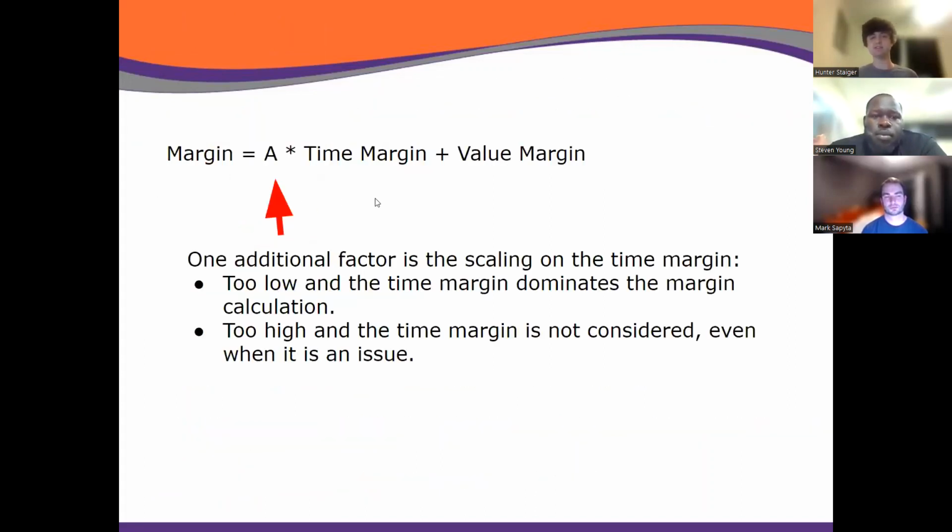An additional factor is how we compare time margins to value margins. We talked about those less, but those are how far above or below our signal has gone above its threshold. There's a weird scaling factor here that we have to consider. If it's too low, then all we see is time margin. And if it's too high, then time margin is just not considered.